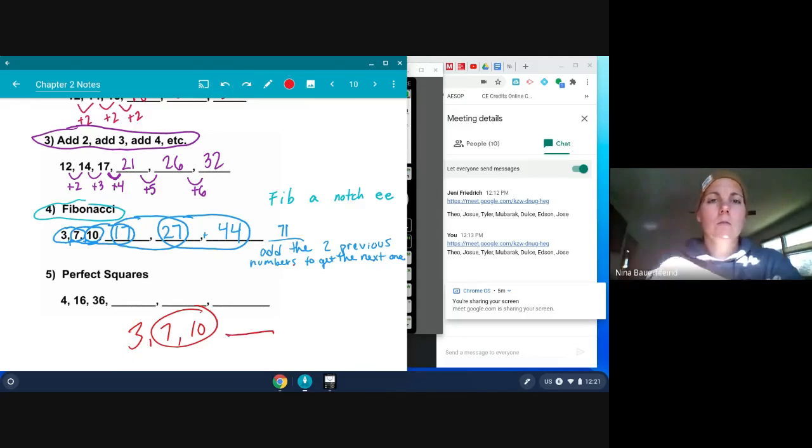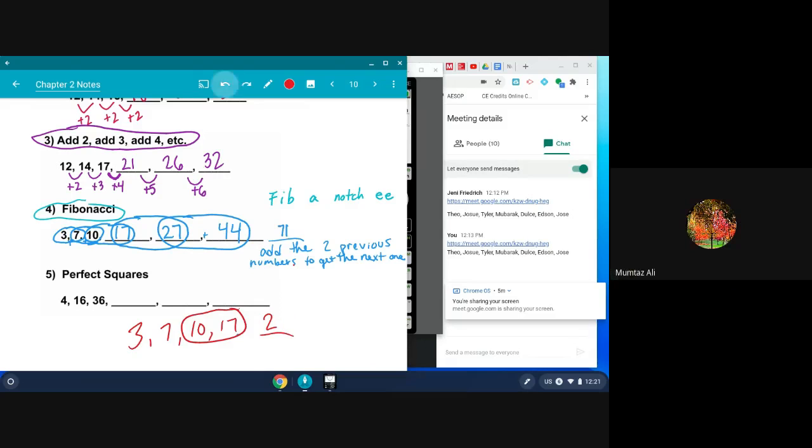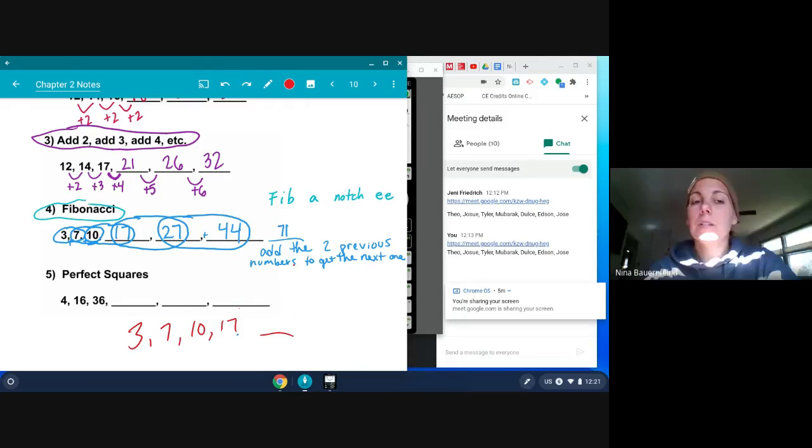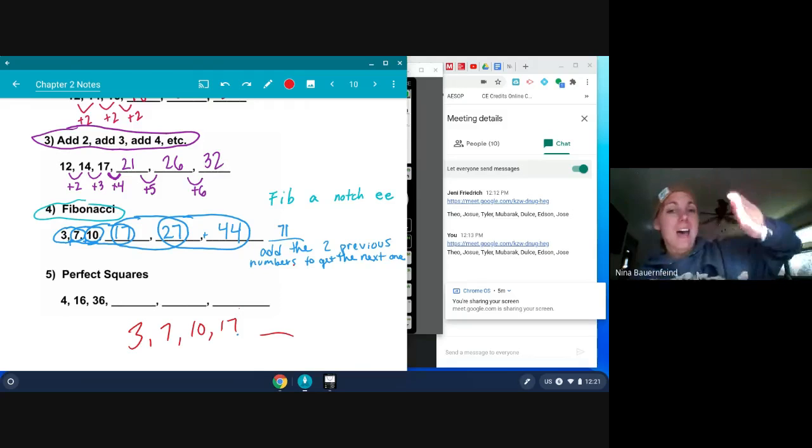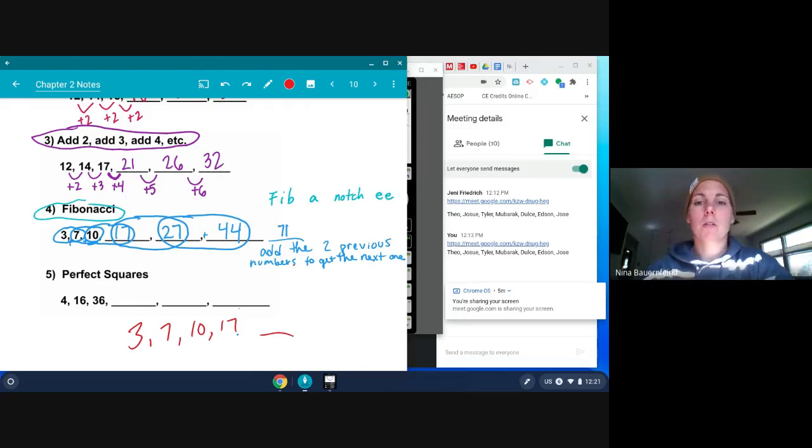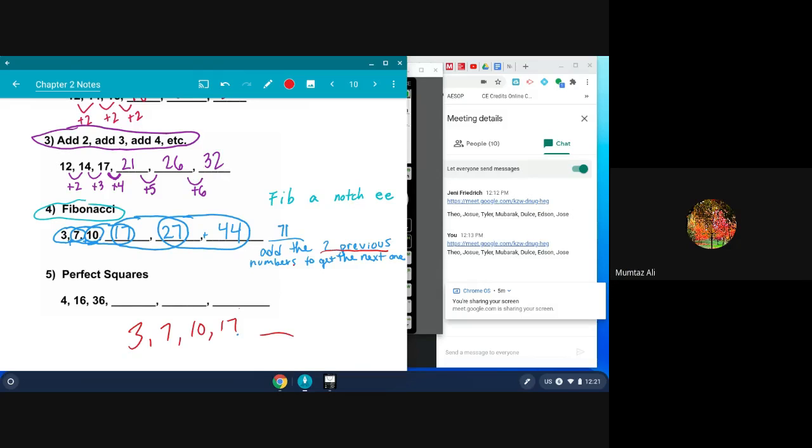So then we would have 17. And then to get this next one, we would look at the 2 behind it and get 27. Do we always have to ignore the front? Say it again. The front number? Yeah. You're always just going to look at the 2 that are directly behind it. It's always just the 2 numbers right behind it. So you ignore everything else except those 2 previous numbers. Does that make sense? Yes. Okay.